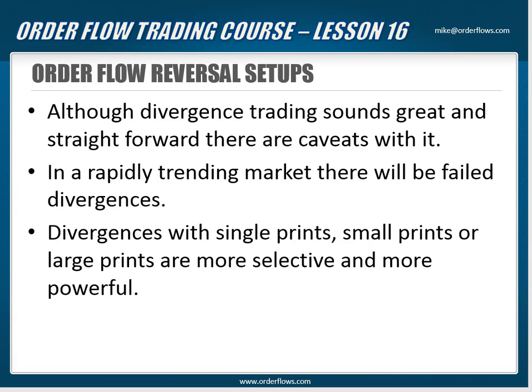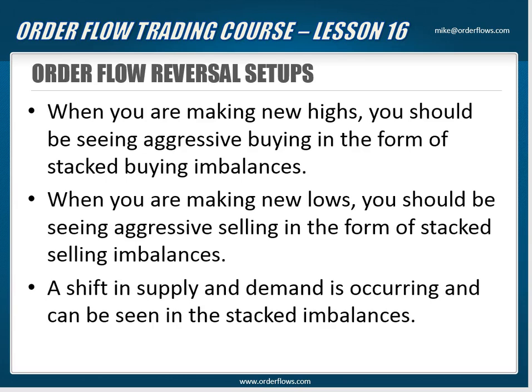I want to see price being rejected, so I want to see a ratio, just occurring either as soon as the divergence occurs or shortly thereafter. So in a rapidly trending market, there will be failed divergences, and that's just a fact of life. Divergences with single prints, small prints, or large prints are more selective and more powerful. When you're making new highs, you should see aggressive buying in the form of stacked buying imbalances. When you're making new lows, you should be seeing aggressive selling in the form of selling imbalances.